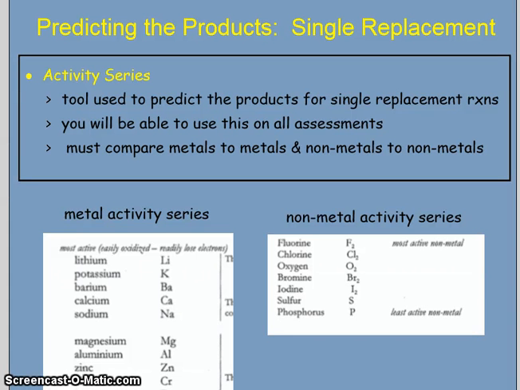Hello everyone. Today we are going to go through the steps needed to predict the products of 3 of the 5 types of reactions. Combustion is pretty straightforward because the products are always the same, but today we're going to learn how to predict the products of single replacement, double replacement, and decomposition reactions.